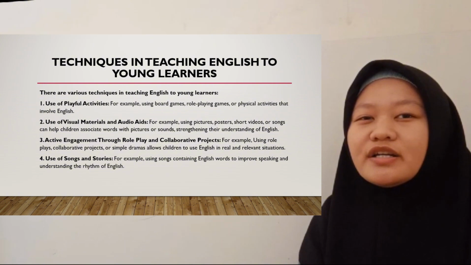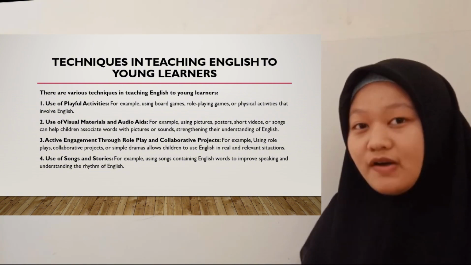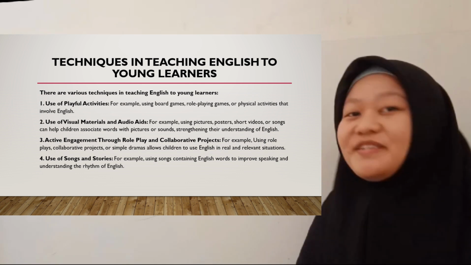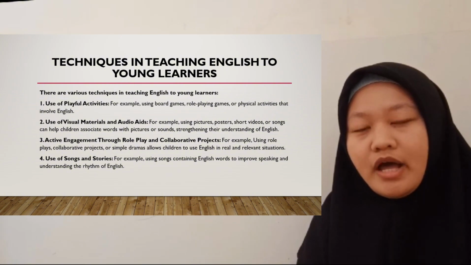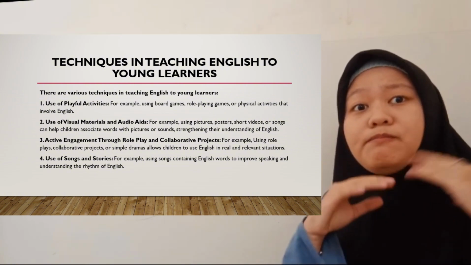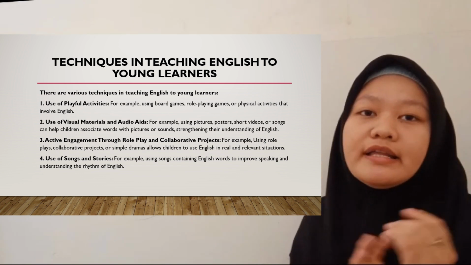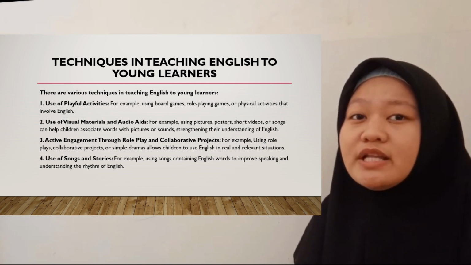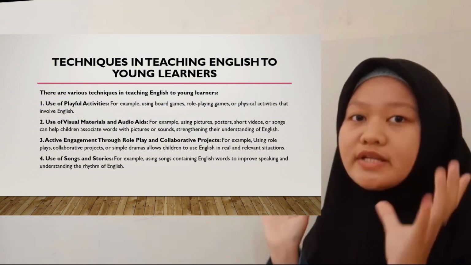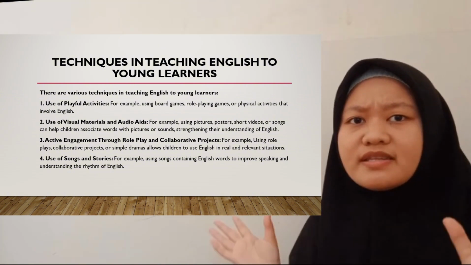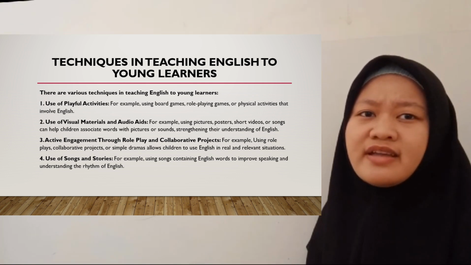So the next is techniques in teaching English to young learners. Okay guys, there are various techniques in teaching English to young learners. So, do you know what they are? So the first, use of playful activities. For example, using board games, role-playing games, or physical activities that involve English. And the next is use of visual materials and audio aids. For example, using pictures, posters, short videos, or songs can help children associate words with pictures or songs, strengthening the understanding of English.